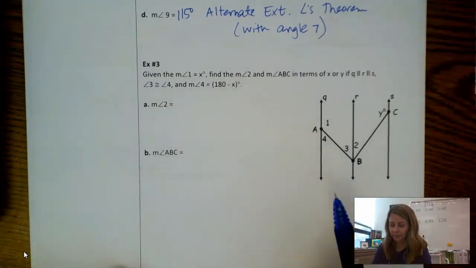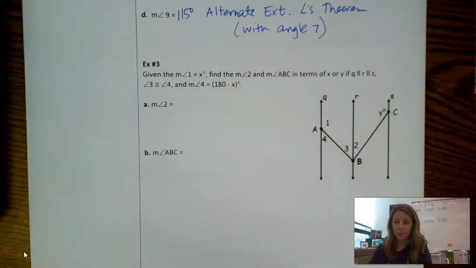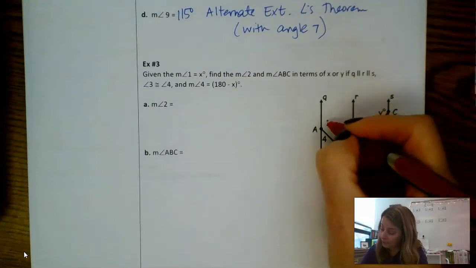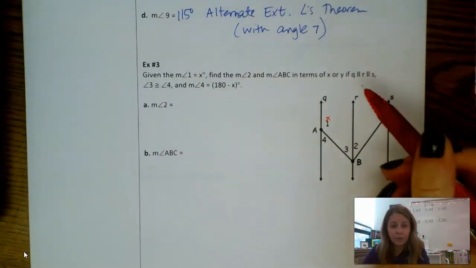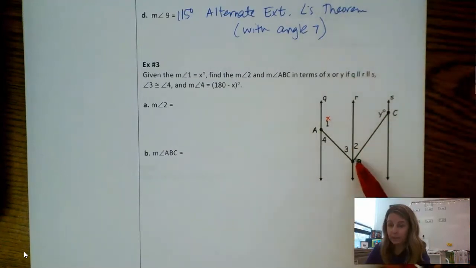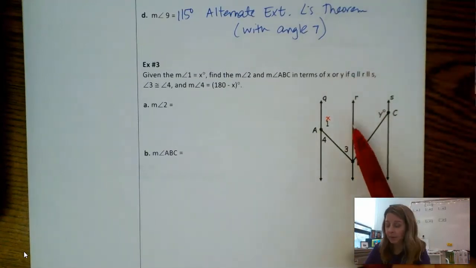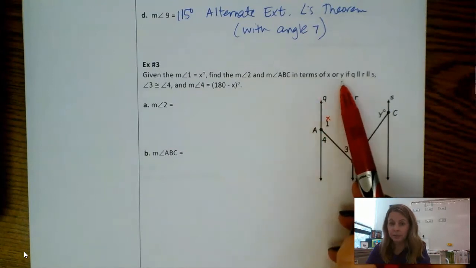Okay, so let's label some things here. I'm going to switch colors. So angle 1 we're going to call x. So I'm just going to put an x here by angle 1. Angle 2 we need, ABC we need. I'm going to come back to what it means by in terms of.